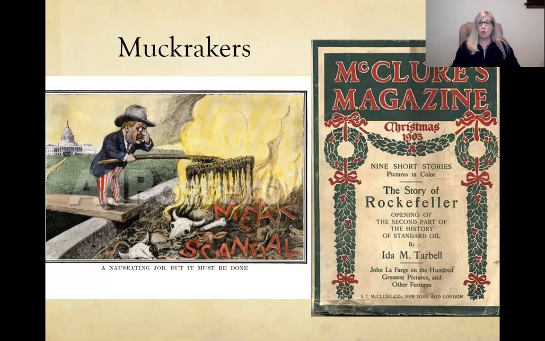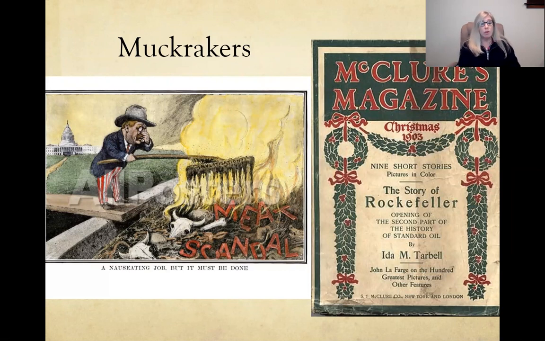So the muckrakers are the ones that are exposing, uncovering all of these underlying problems in the United States, and exposing it to the American public for them to put pressure on the government to do something about it. All right. So the term muckrake comes from a tool that's used in a barn that cleans hay. You rake through the hay and it gets the manure out of the hay and cleans it.